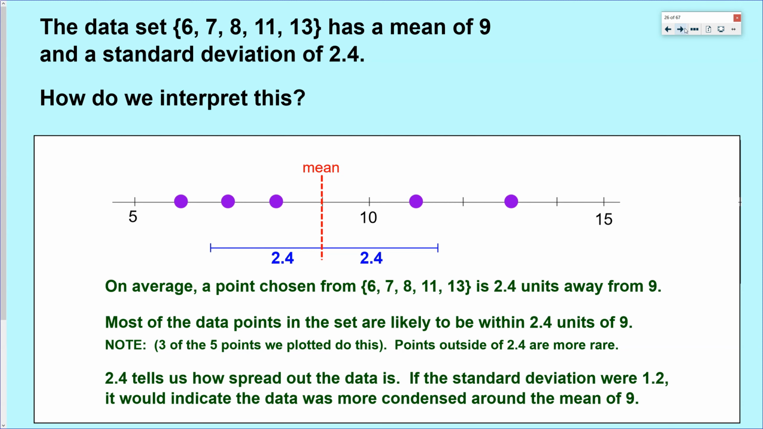And 2.4 tells us how spread out the data is. So if I did that calculation and I got like 1.2, that would mean that all this data is actually more scrunched up, centered on the mean, rather than a little bit more spread out as we see here.